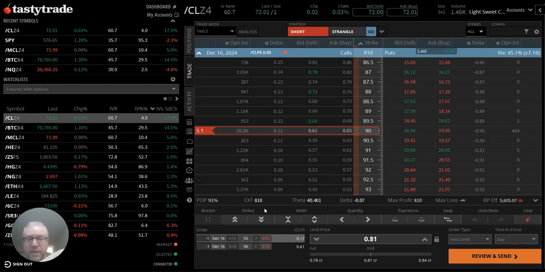That's the trade itself. This is your max loss. I think this is like the extreme link. I don't know, I don't use this, but it's exactly like this one. Max profit, this is the money that you make, $810. And this is another important number, theta decay, theta, $40.40. What does it mean?